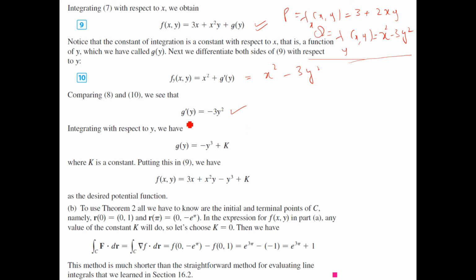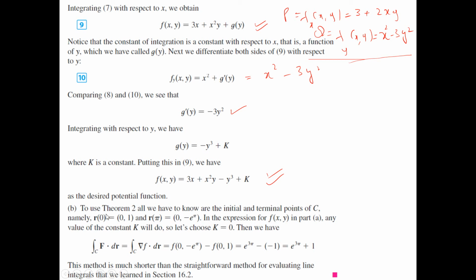Now in order to find gy, we have to integrate it with respect to y, of course. So we have gy is equal to minus y cube plus k. So our fxy is equal to, now just plug in the value of gy in this fxy equation number 9. So our fxy is equal to 3x plus x square y minus y cube plus k. So this is the potential function f. Now let's solve part B.